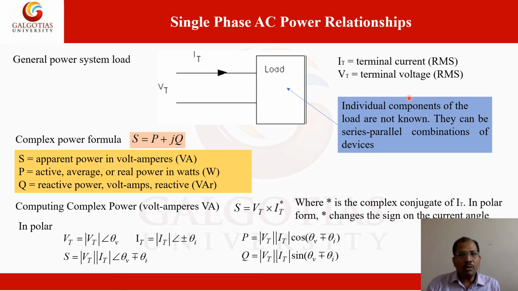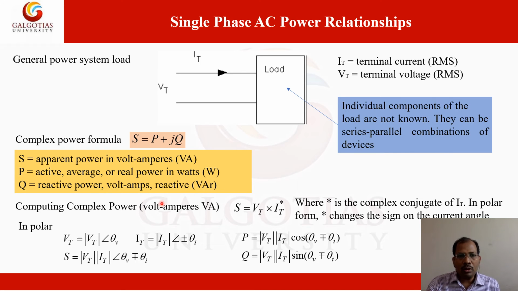The individual components of the load are not known. They can be series, parallel, a combination, or other devices. The total power consumed by this load we can write as the apparent power. Here S represents the apparent power, P the active power, and Q the reactive power. So apparent power is equal to P plus jQ. What is the unit of the apparent power? We write volt ampere; active power is in watts or kilowatts, and reactive power is in kilovolt ampere reactive, called VAR.